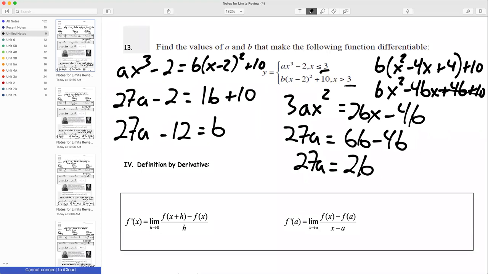Okay, so I could solve this for b and then substitute the value in. Or if you notice, 27a is equal to 2b. So I'm going to put 2b in for 27a because they are equal. And now I can solve for b. So I move the b over and move the 12 over. So b equals 12.